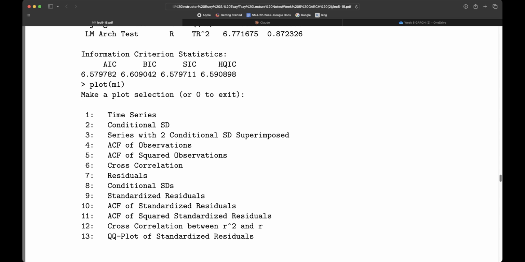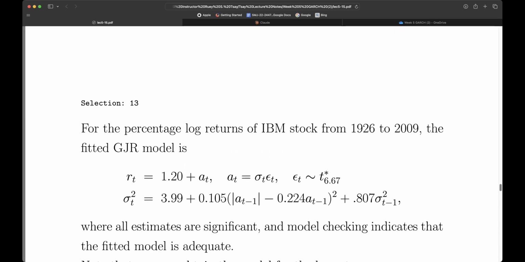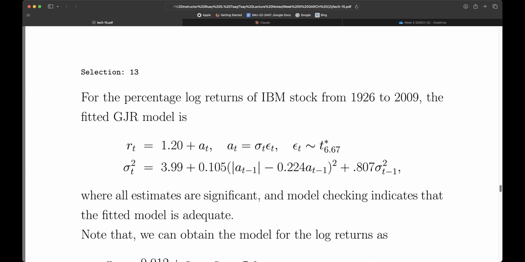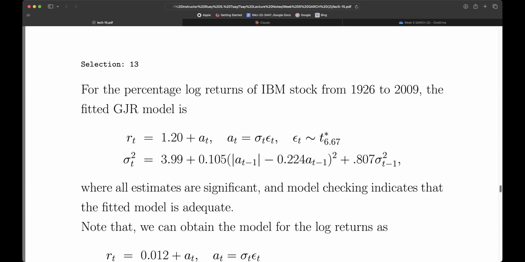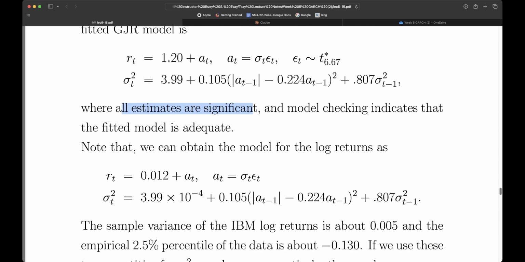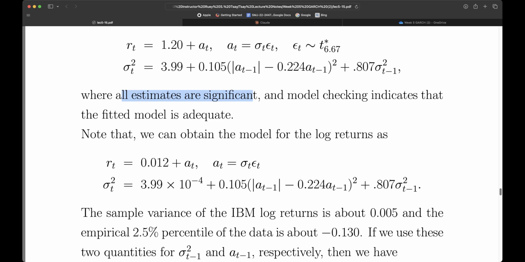For the percentage return of IBM stock, the estimated fitted GJR model is like this. So we have this asymmetric term like this one, which is actually negative. It is in line with our intuition, and all estimates are significant. And then the model for the log return is something like this.